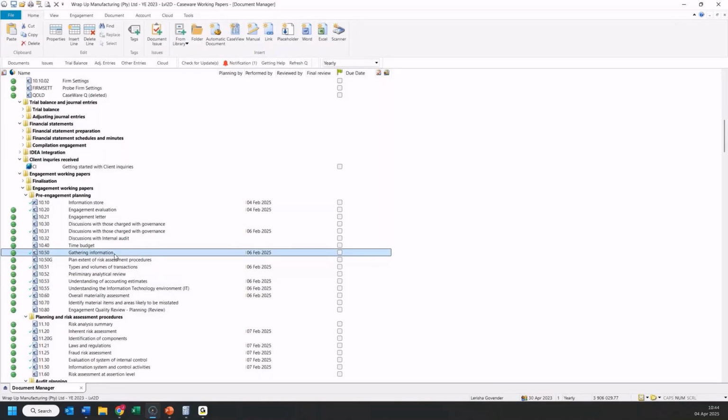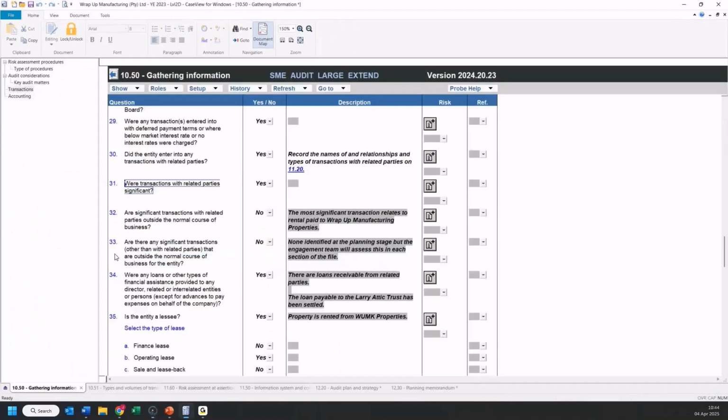So I'm just quickly going to show you where that is in 1050. 1050 being gathering information, and as you can see, I moved there this morning in preparation for today's session. So this question, in my case now, it's question 31. So question 31 in my file, if you were to open your file for another engagement for a client or something, this could be 32, somewhere around there.